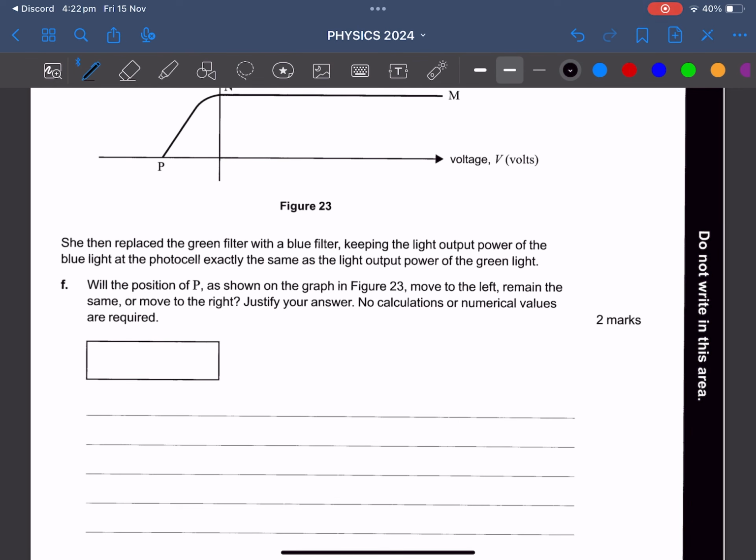Will the position of P, as shown on the graph in figure 20, move to the left, remain the same, or move to the right? Justify your answer. No calculations on numerical values are required. Okay, well, blue light will have a higher frequency than the green light, essentially. So the magnitude of the stopping voltage will increase.